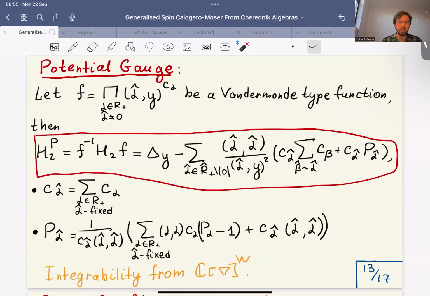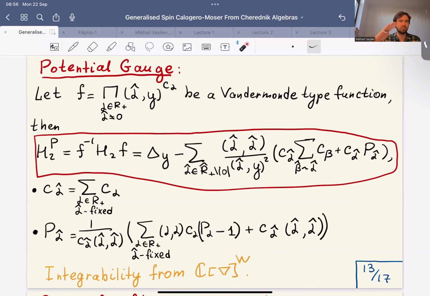So if we go to the potential gauge, we conjugate this operator by some formal function of Van der Monde type, and we obtain an operator of this form. Here the form is simple. It's very similar to what we saw on the first slide. Here is the plus operator on the plane pi. Here is a potential of type 1 over y squared. The sum goes over roots which are projected onto the plane pi.